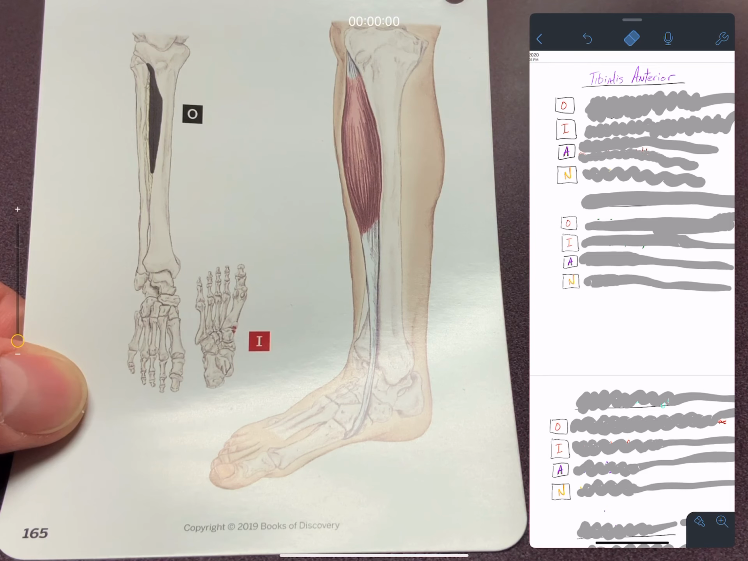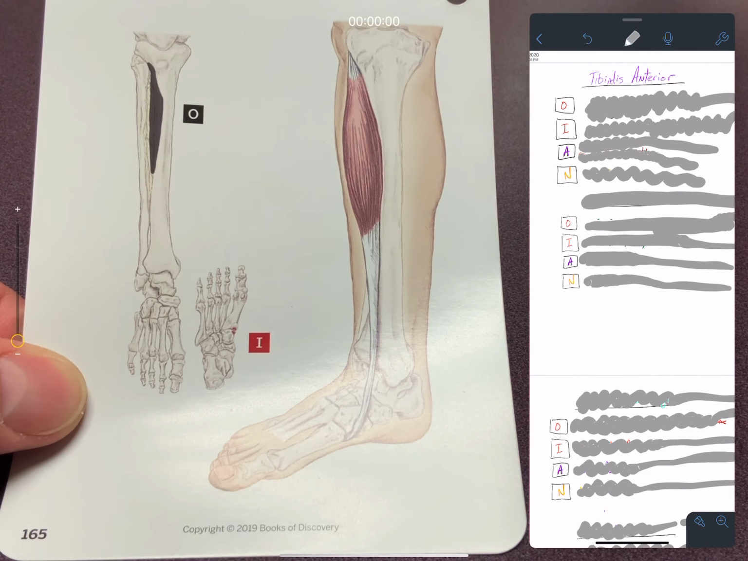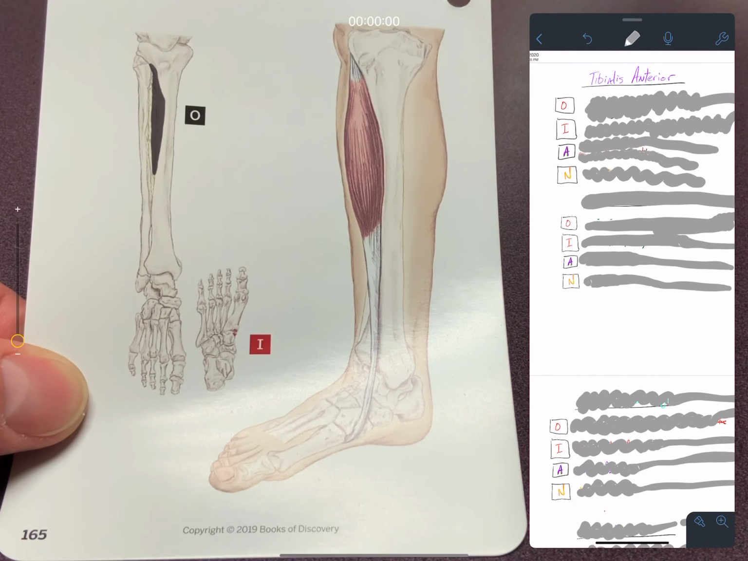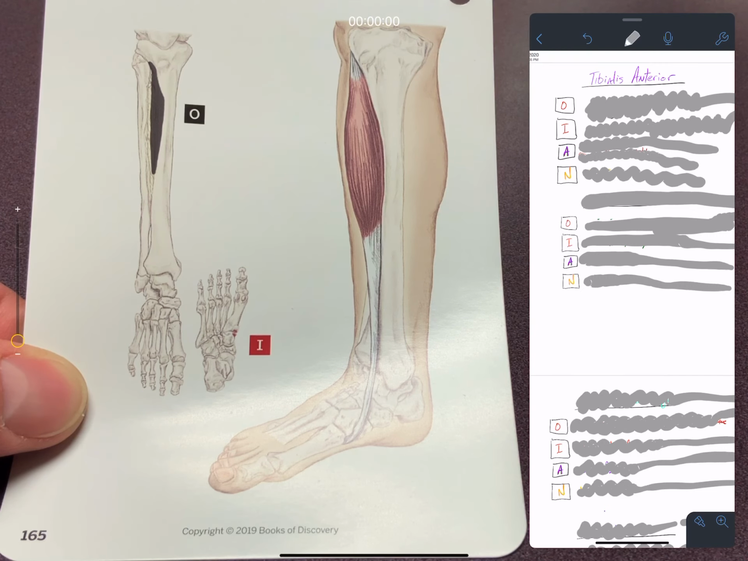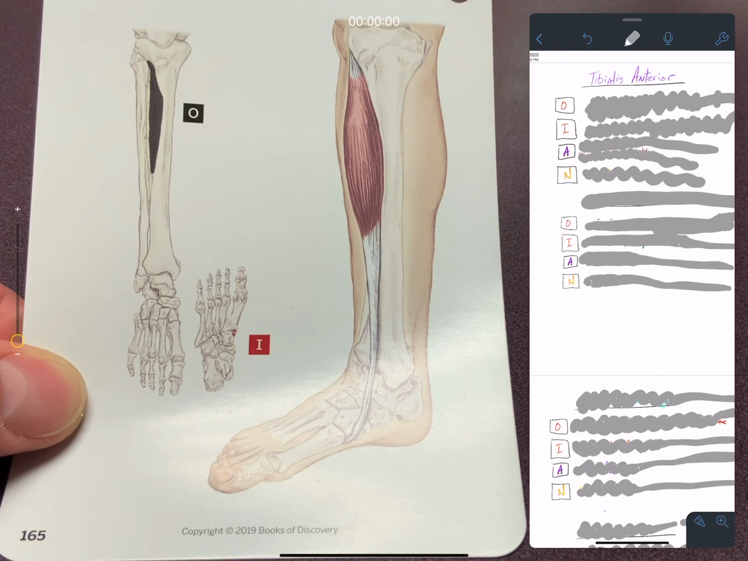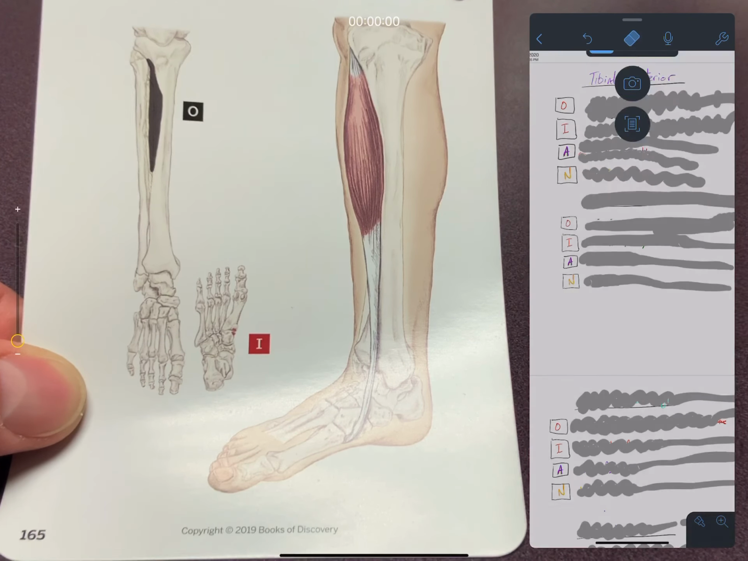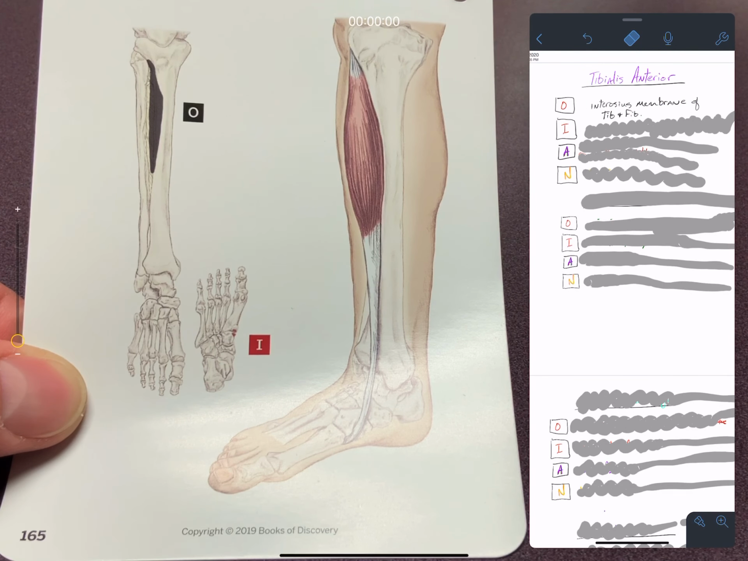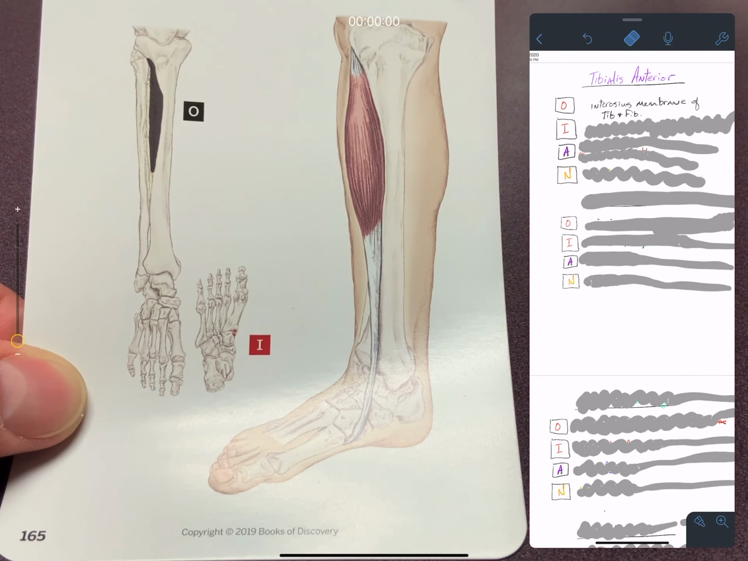Tibialis anterior. Tibialis anterior origin on the tibia and the interosseous membrane of the tibia and fibula. Insertion on the medial cuneiform and base of the first metatarsal.